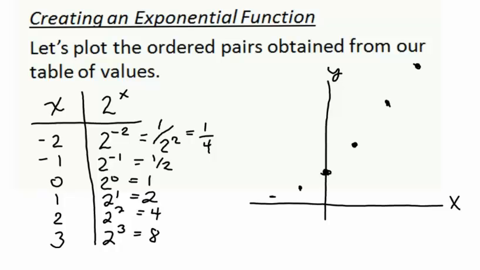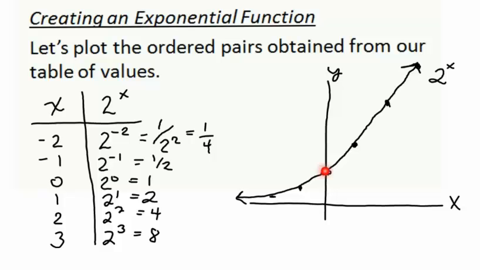So if we were to plot these ordered pairs, our first one would be -2 and 1/4, which I have over here. So -2 and up 1/4, -1 up 1/2, 0 and 1, which is here, 1, 2, which is here, 2, 4, and 3, 8. And what we want to do is connect these together like so. So this graph we have here gives us a rough idea of what 2 to the x looks like.